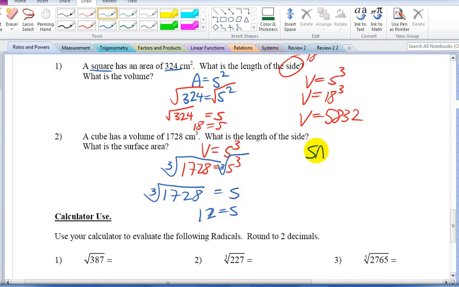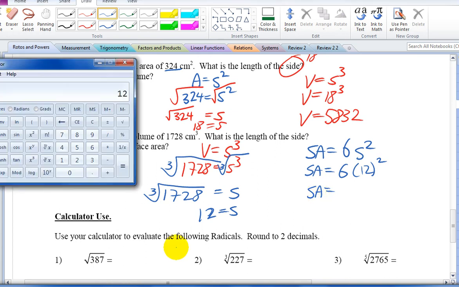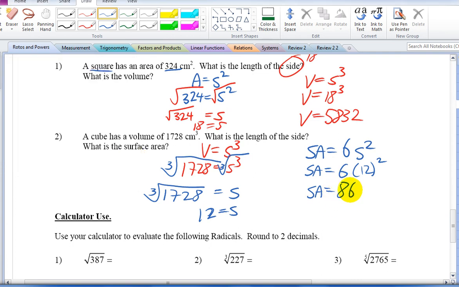Now it says for the surface area of a cube. Okay. So surface area is 1 square, s squared, but how many sides are on a cube? How many sides are on a dice? 6. So it's going to be 6 times s squared. So 6 times 12 squared. So it's going to be 6 times 144. 864 centimeters squared.